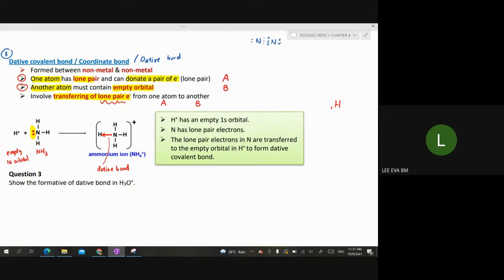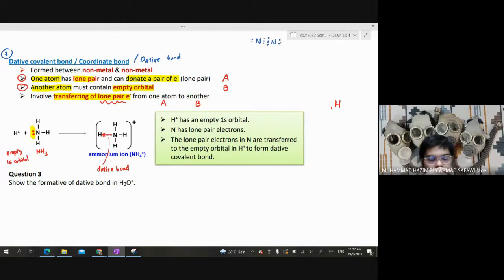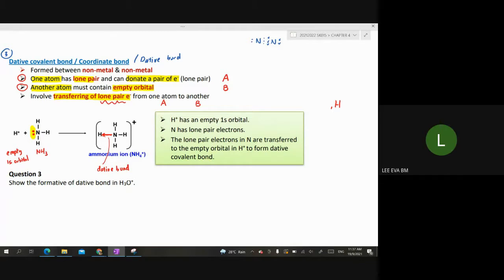Is anyone confused? Madam, so the dative bond, all the products of the dative bond will have positive one charge? No. In dative bond, you just need to remember two things. Who has the lone pair? Species A. Who has the empty orbital? Species B. The lone pair from species A will go into the empty orbital in species B.